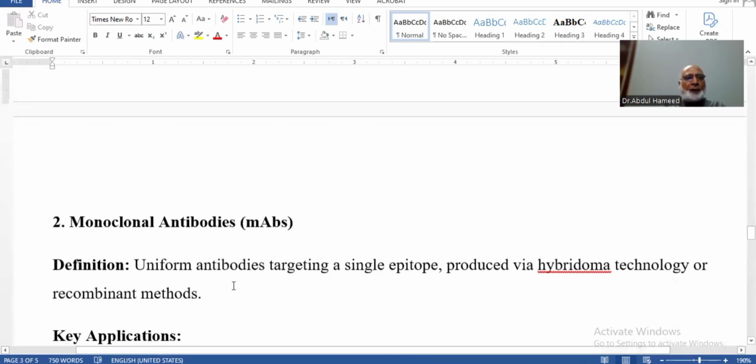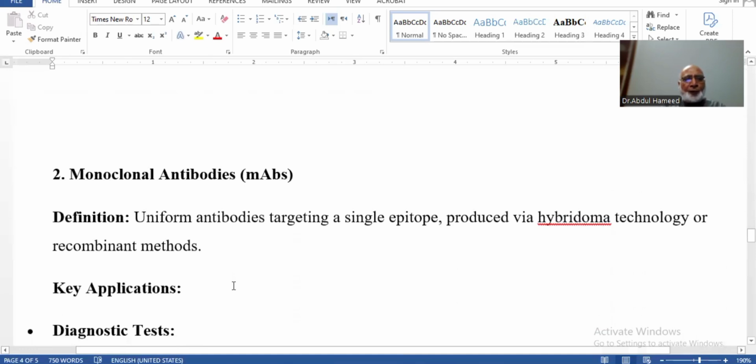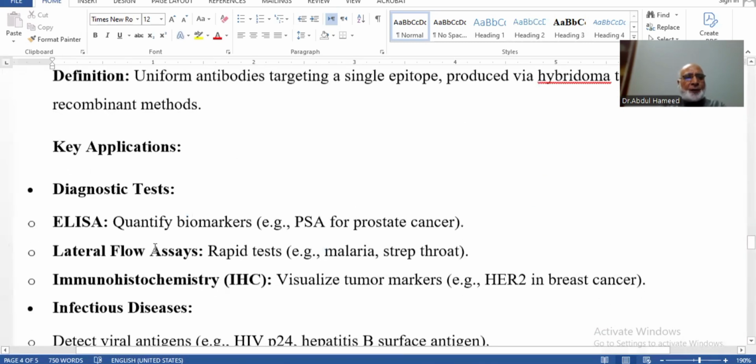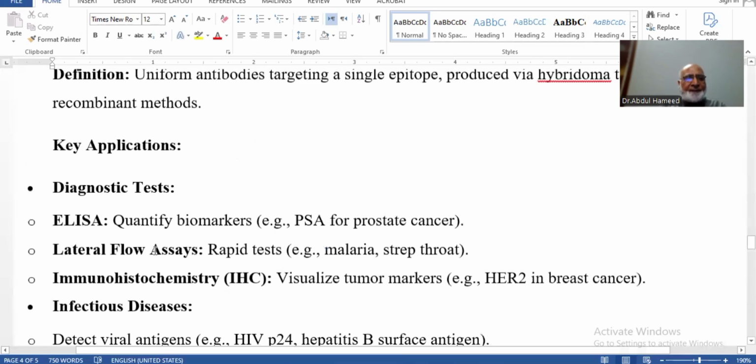So monoclonal antibodies, definition: uniform antibodies targeting a single epitope. The epitope is the protein or maybe some other structure present on the pathogen surface, which can enhance and produce the antibody response, and that is the epitope, produced by hybridoma technology or recombinant methods. So key application: diagnostic tests, ELISA, in order to quantify biomarkers, and it can give us the idea about the presence of certain diseases as well.